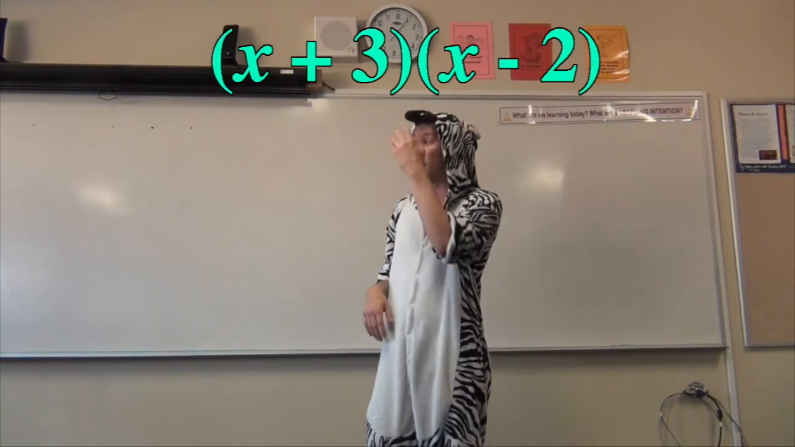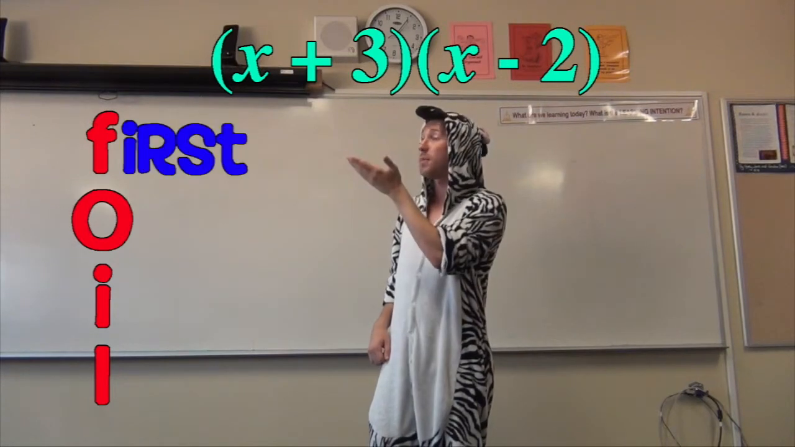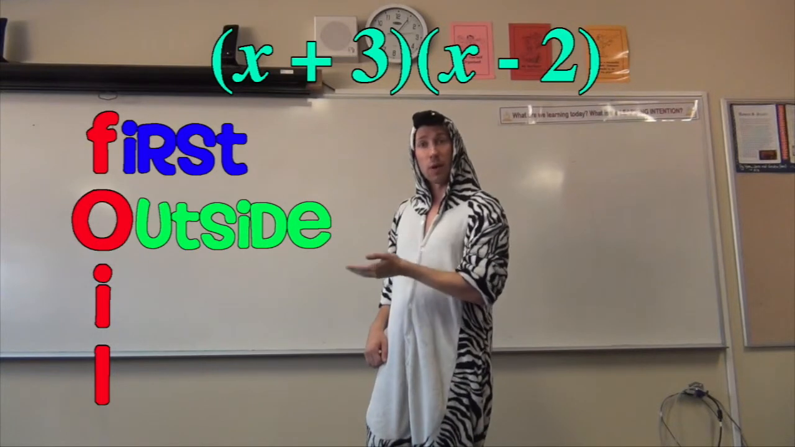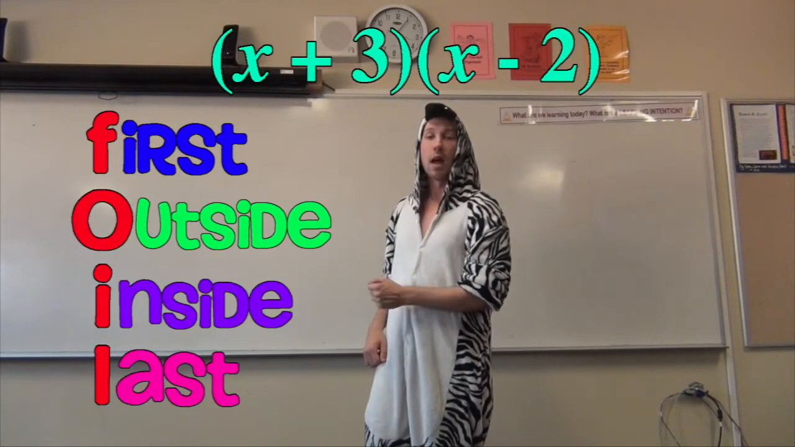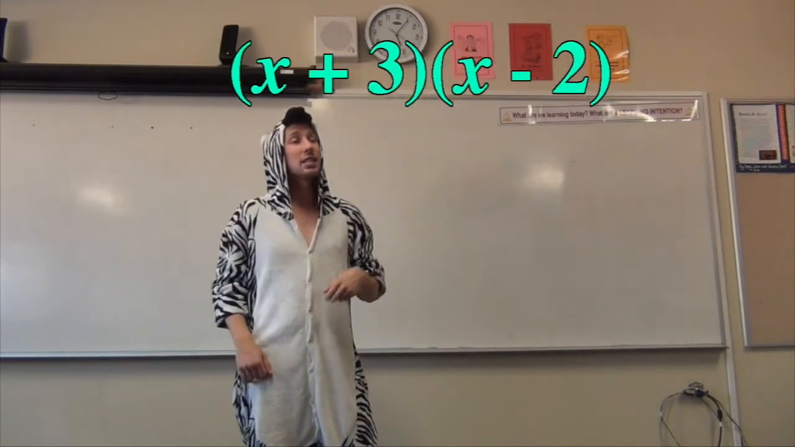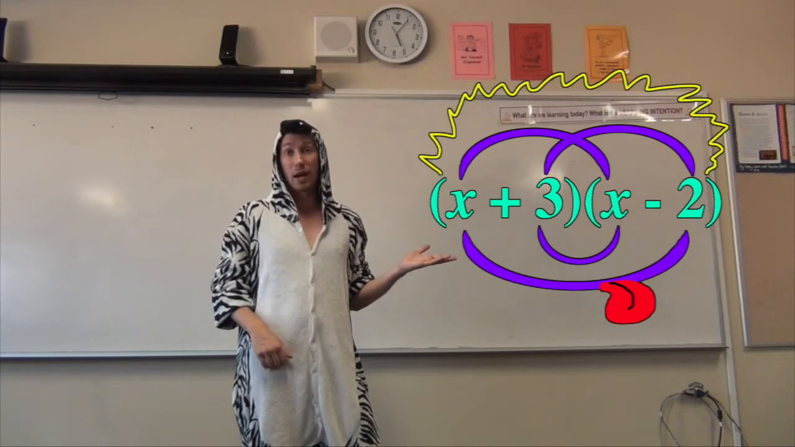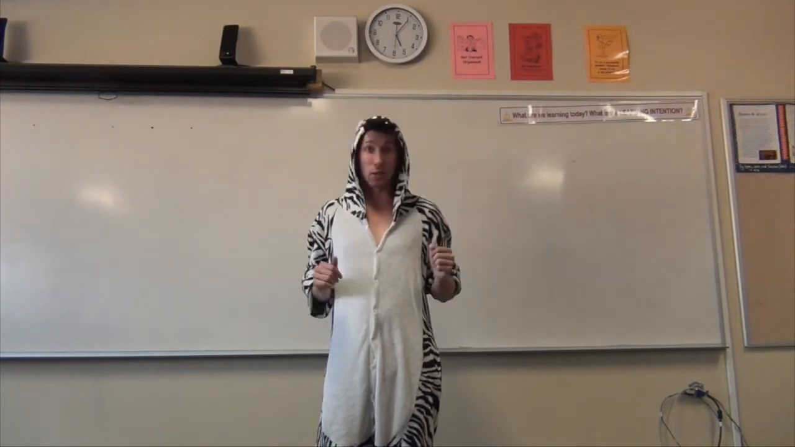You can either use the FOIL method, which is where you multiply the first terms, then you multiply the outside terms, then you multiply the inside terms, and then you multiply the last terms. The other method that you could use is the smiley face method, which is where you draw lines making it look like a smiley face and just multiply along the lines. Now let's just have a look at a worked example on how to do this correctly.